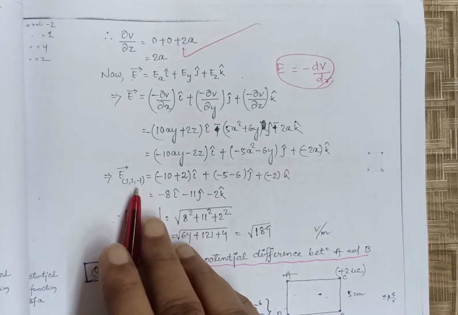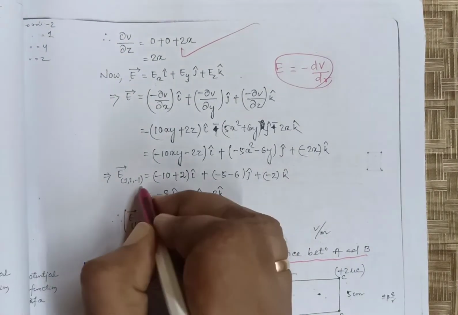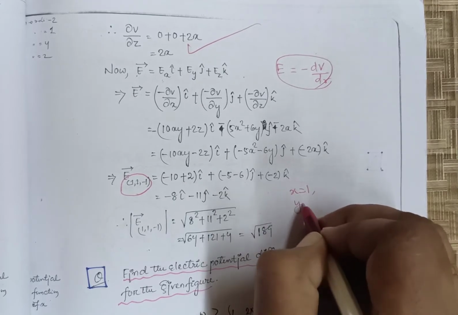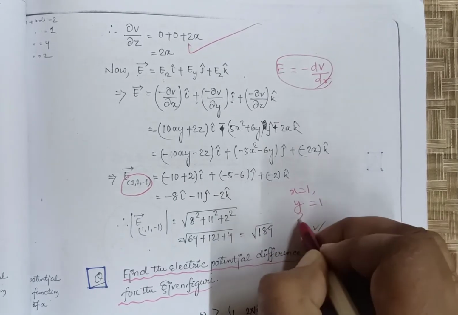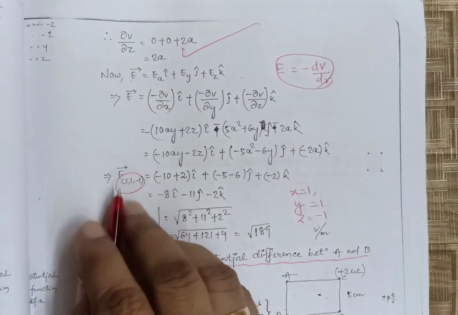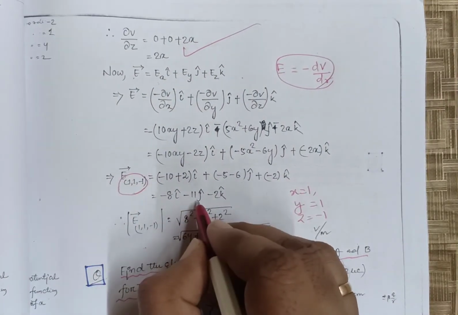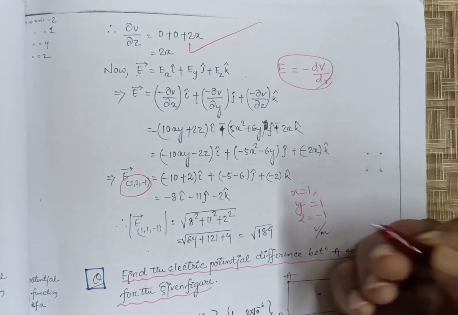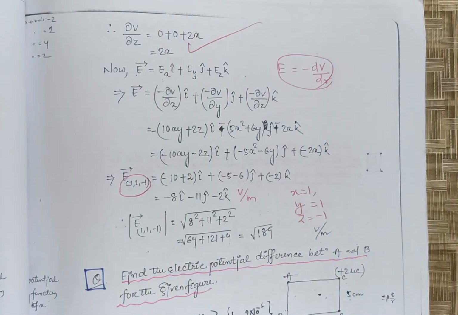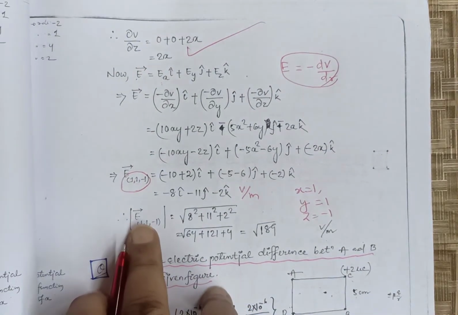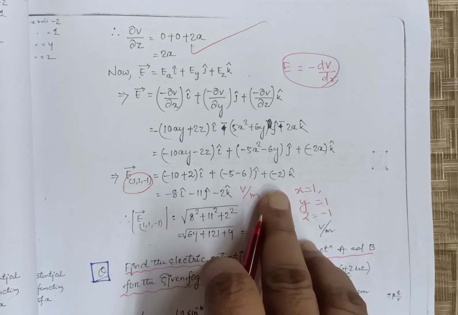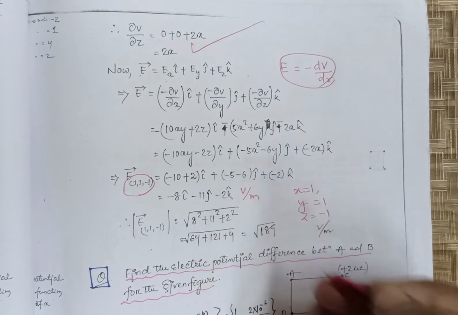But the question asked us to calculate the intensity at this coordinate. At this coordinate, x is equal to 1, y is also 1, and z is equal to minus 1. So all these values are put in here, and the E vector is minus 8 i cap, minus 11 j cap, minus 2 k cap. As the SI unit, we can write volt per meter. From the vector, we can calculate the magnitude directly: square root of 8 square plus 11 square plus 2 square. So the answer is root 189.